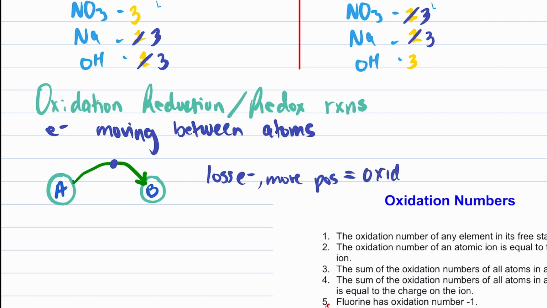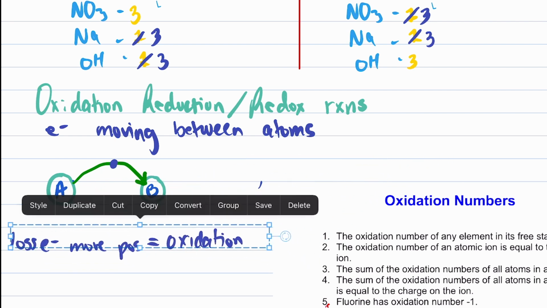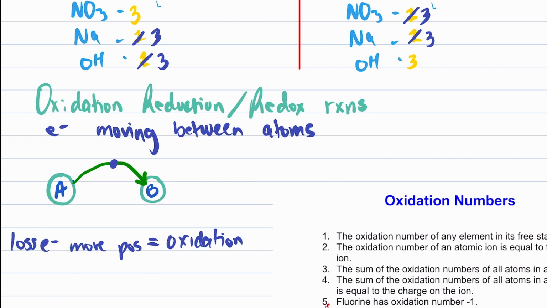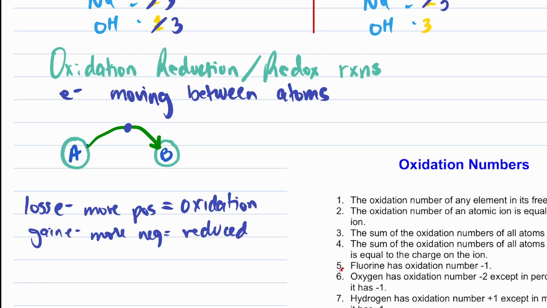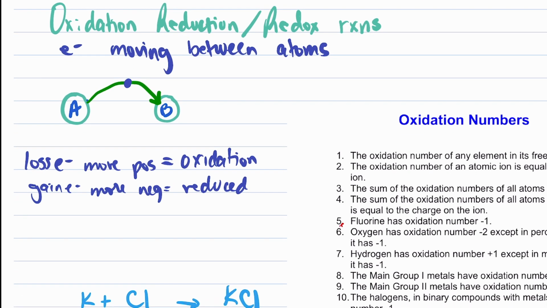Okay? Let me write this down. If you gain electrons, you become more negative, and that is reduced. It's almost like an oxymoron, because sometimes if you think of something being reduced, you might think of having less of something. But you're gaining electrons, and the term is reduced.